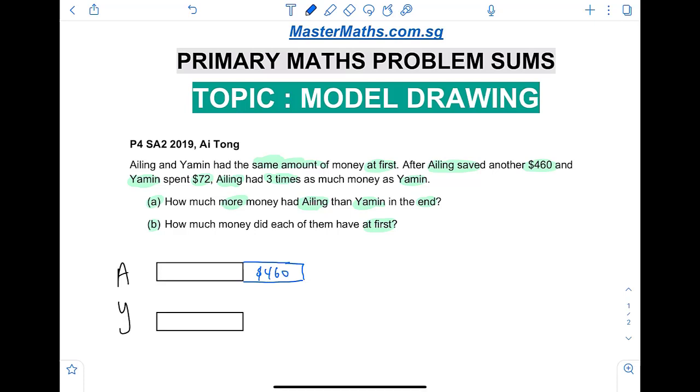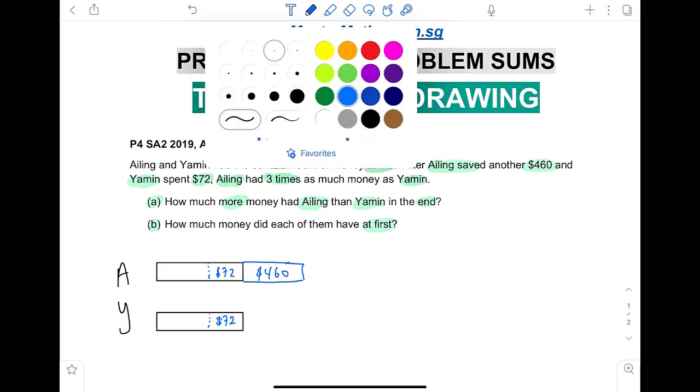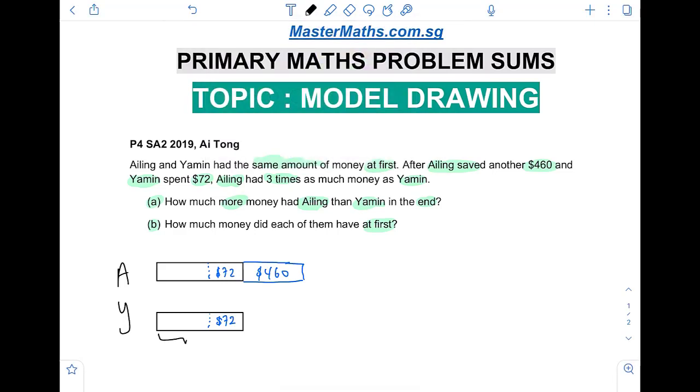And as for Yamin, she spent. So she decided to take away some of this to go shopping. Okay, $72 for shopping. And then we trace back upwards here to be 72 as well. Okay, so this model that we have will be in the end for Yamin, and this longer one will be in the end for Aileen.